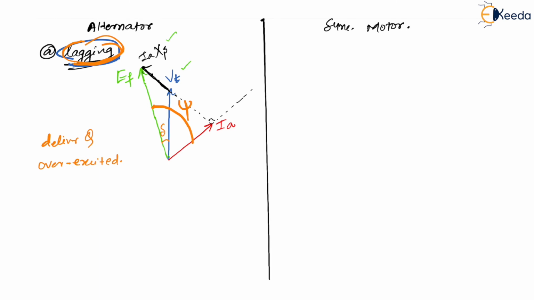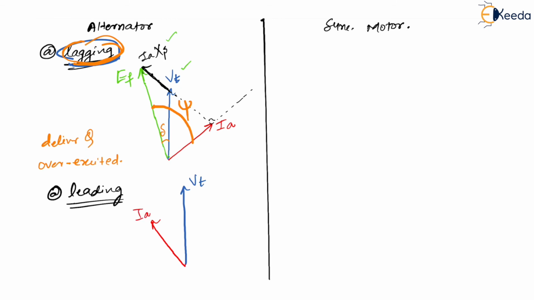Now, let us try to think of the alternator in leading conditions. Same thing, I'll be having VT here, correct? Now, IA will be where? Definitely, if it is leading conditions, then IA has to lead my VT. So IA will be somewhere here.